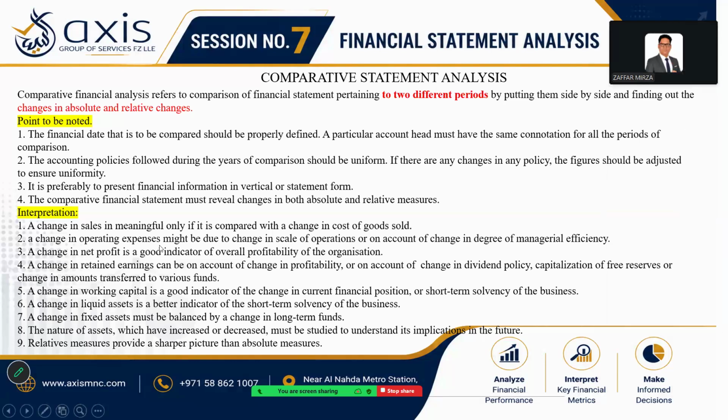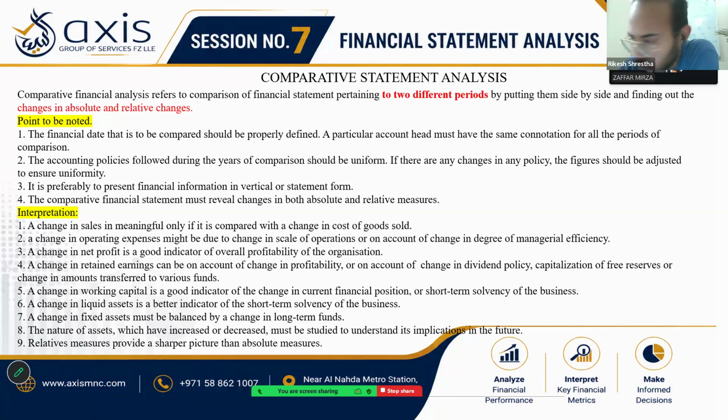Guys, when the scale of operations changes, for example last time there were no Google ads and this time we added Google ads, it means the scale of operations has increased. Because of that, a change has happened in operating expenses. Before, only a junior accountant was in the company. Now a senior accountant came, which means the degree of managerial efficiency has increased.